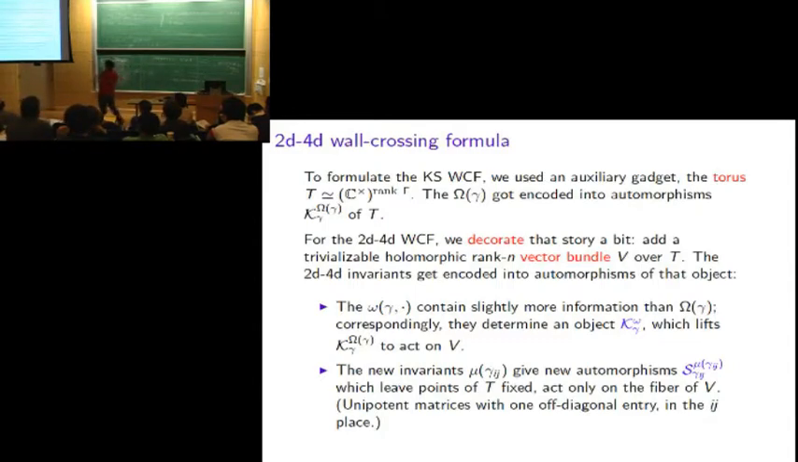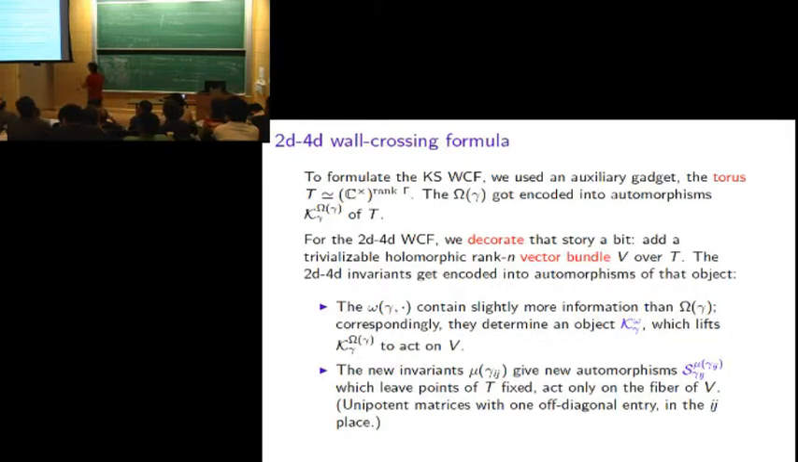So on top of this torus, we put a trivializable vector bundle over the torus. It doesn't come with a canonical trivialization. If those torsors actually had a 0, then this would be trivial, but they don't, so it's just trivializable. And the 2D-4D invariants now will be automorphisms of that object. So what do I mean by that?